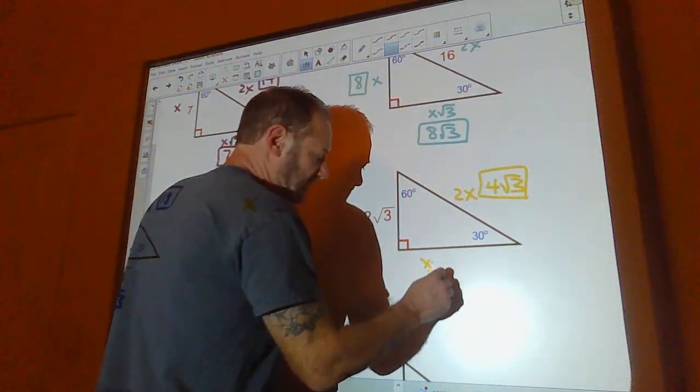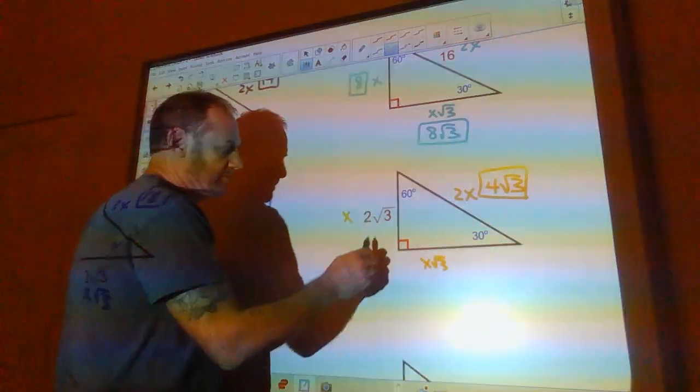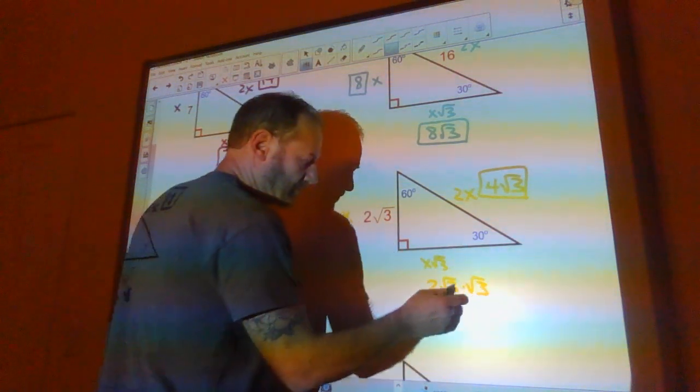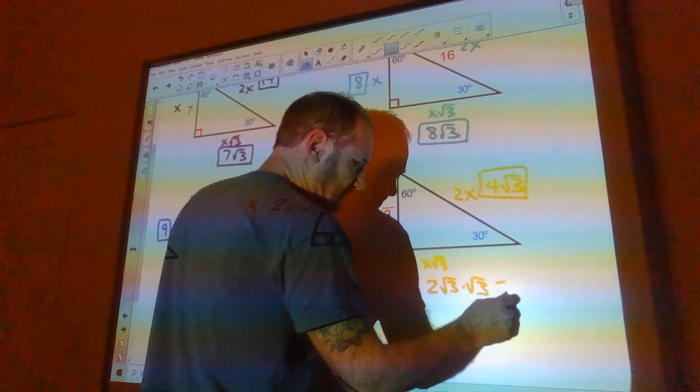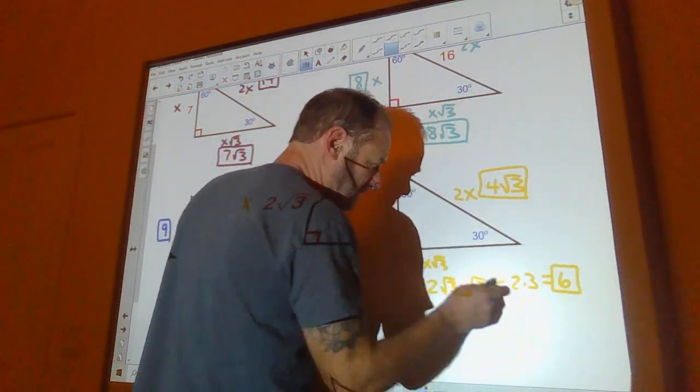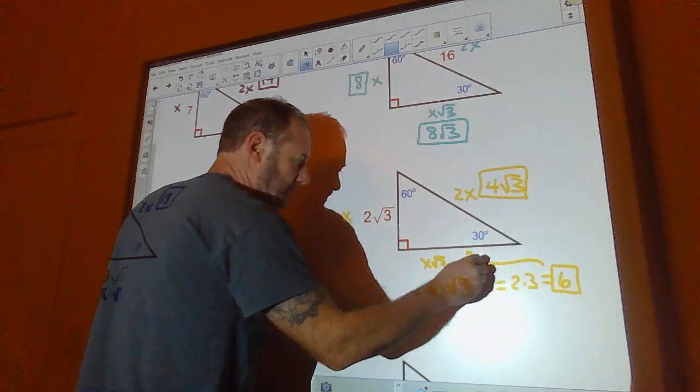This is going to be x times the square root of 3 here, so it's going to be 2 square root of 3 times square root of 3. Well, square root of 3 times square root of 3 is 3, so this is going to be 2 times 3, which is 6. This side is 6 right here.